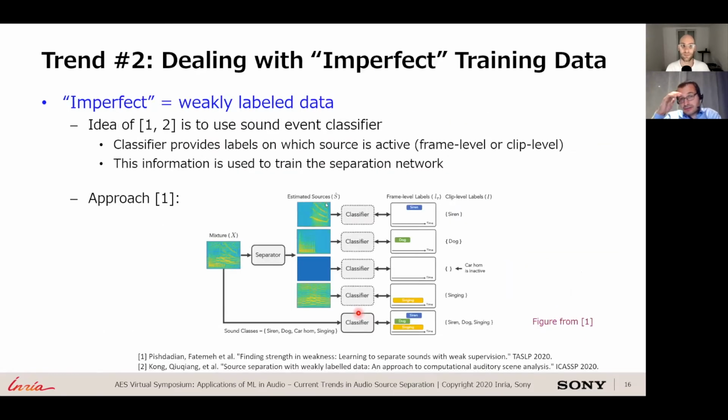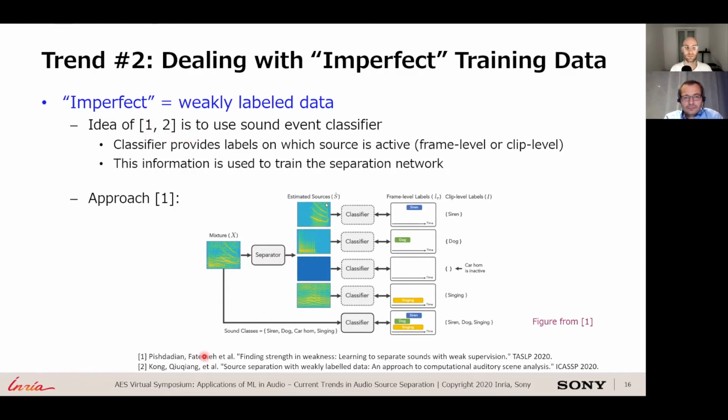A second trend you can see on this slide is being able to deal with imperfect training data. Imperfect could mean several things. It could mean that we have only weakly labeled data. The idea of the 2 references down here is basically to use sound event classifiers in the case where we have weakly labeled data. The system you have seen on the slide before, that was trained on AudioSet, was already such a system. This is reference 2 here.